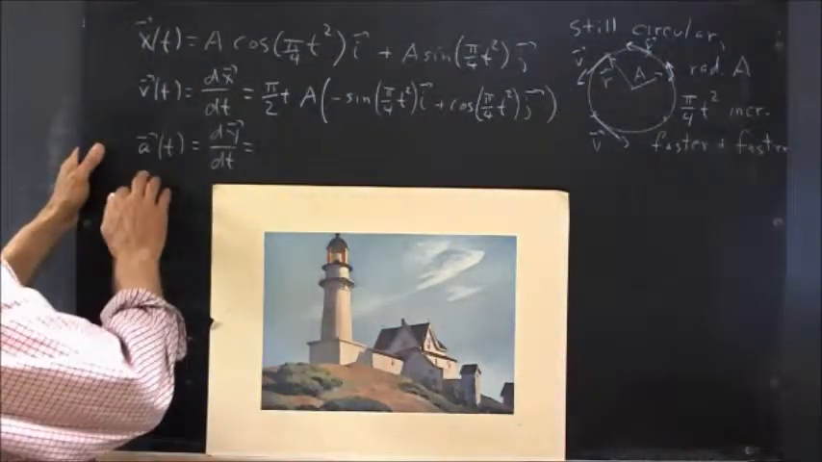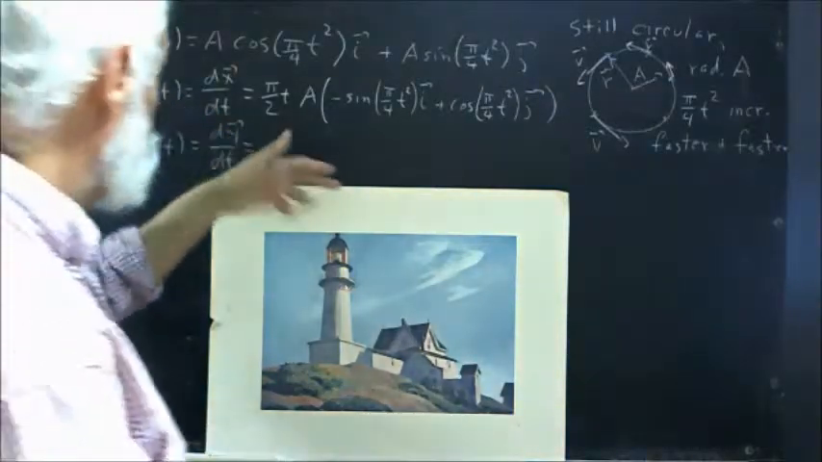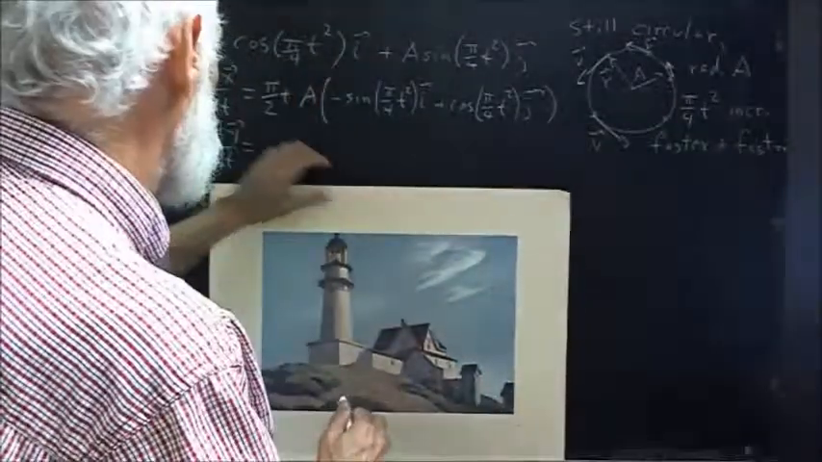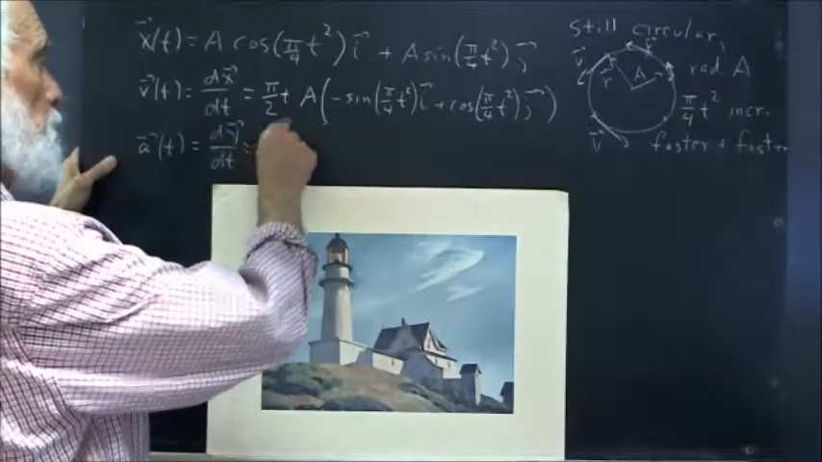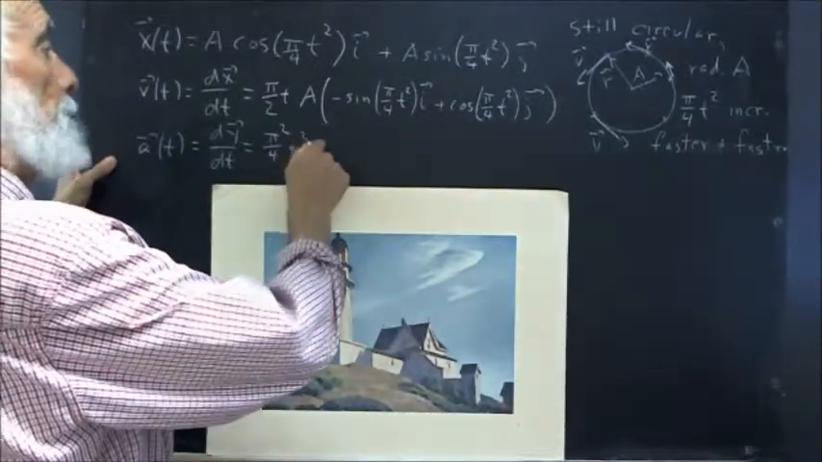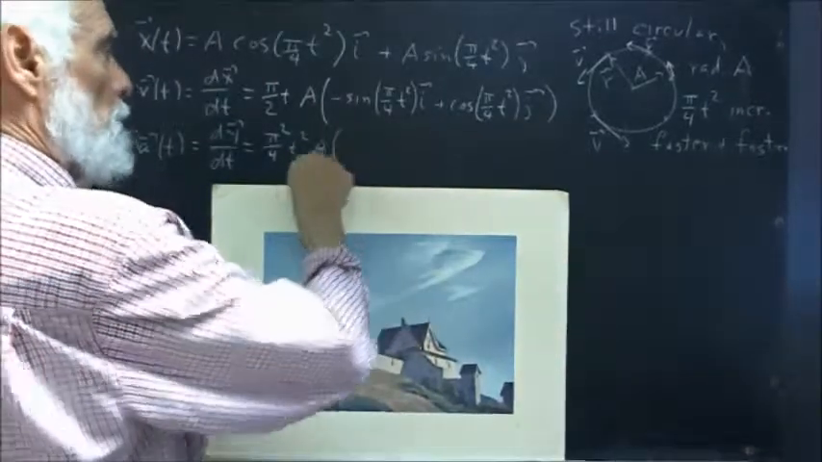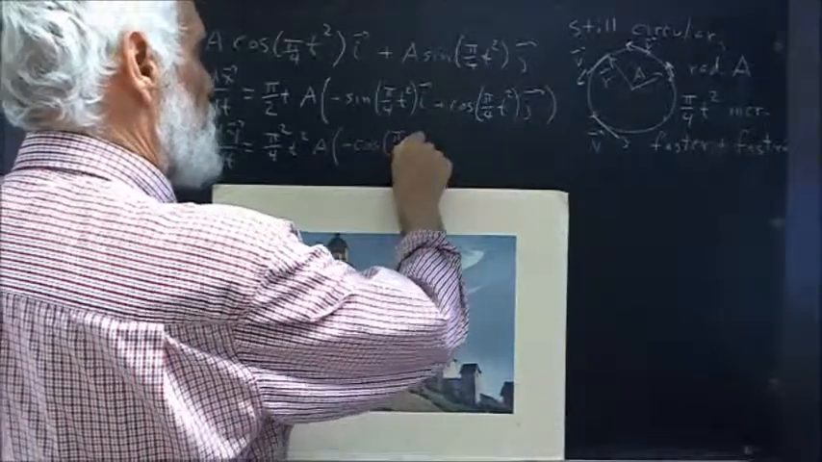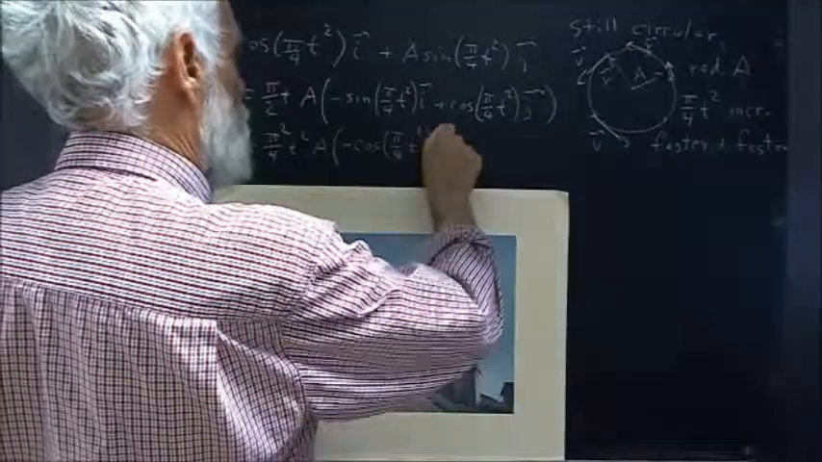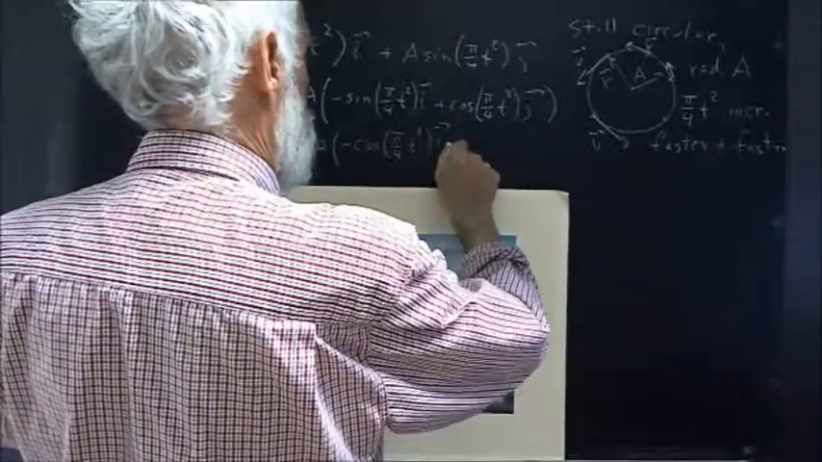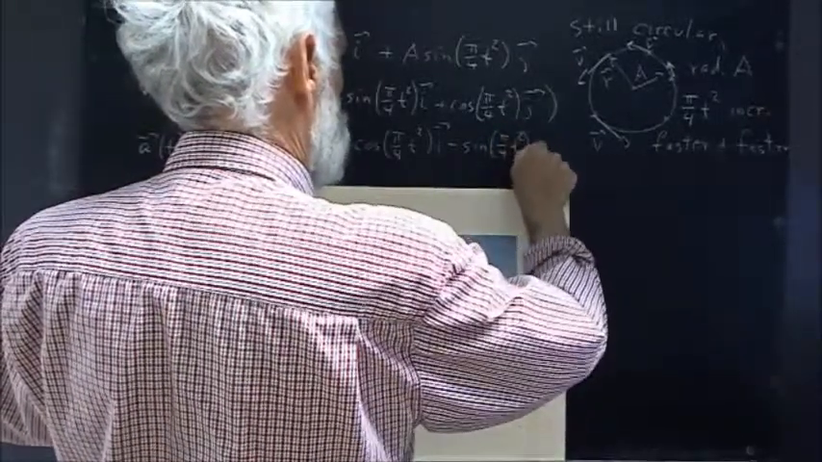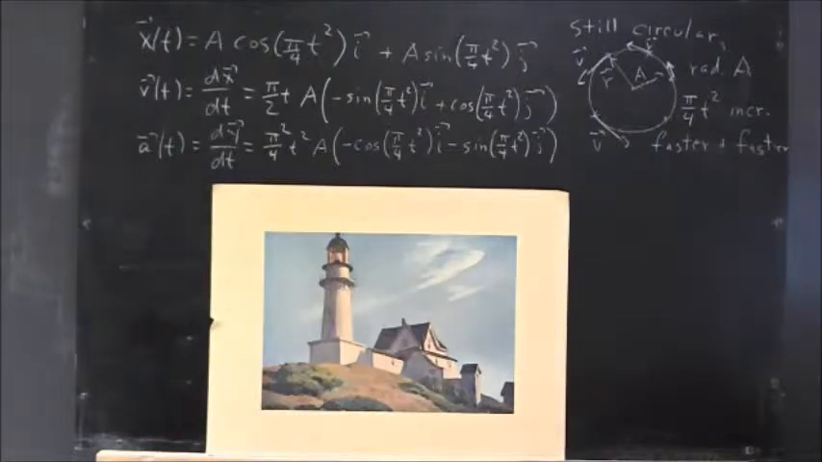Okay. The acceleration function, we take another derivative. We're going to get another pi over 2 t out of this. Keep that there, I can still write. We get pi squared over 4 t squared a, multiplied by negative cosine of pi over 4 t squared i, minus the sine of pi over 4 t squared times j.